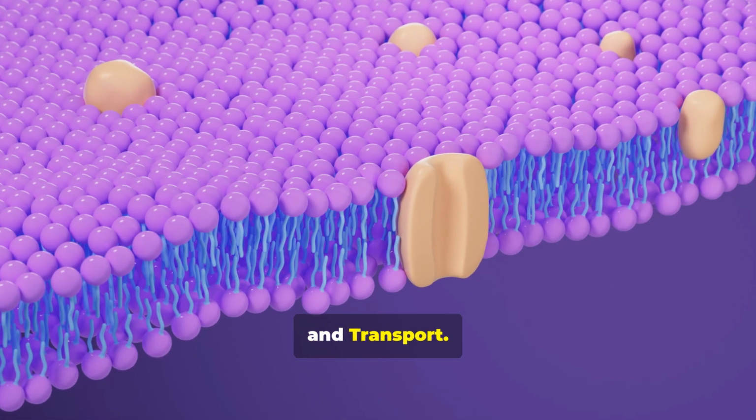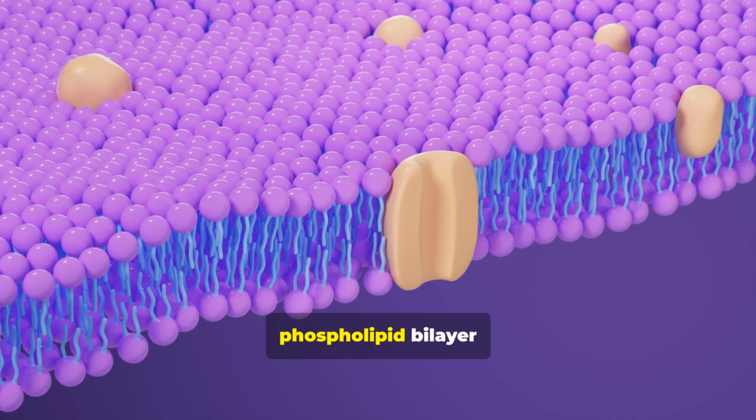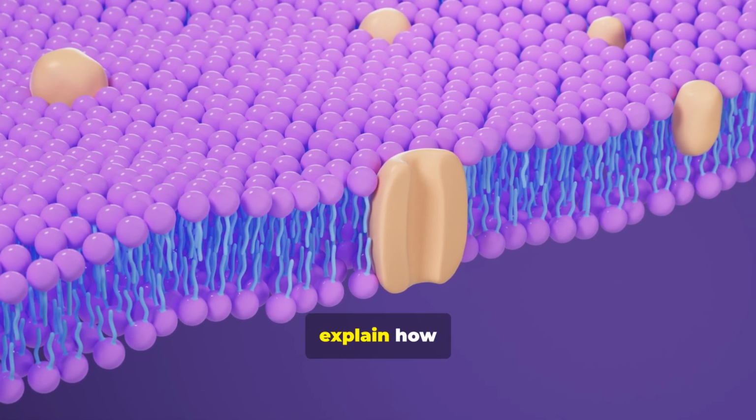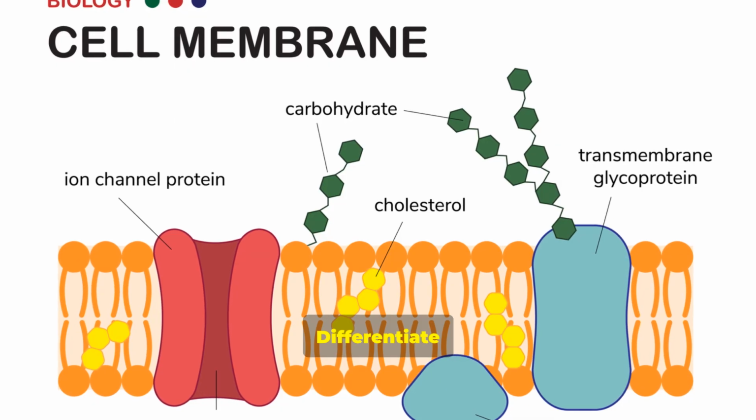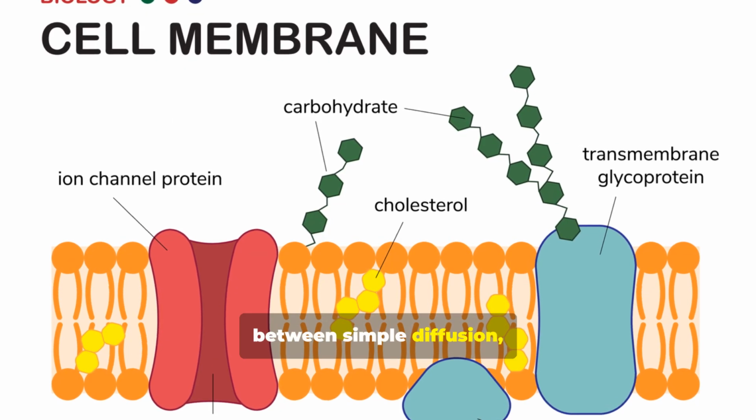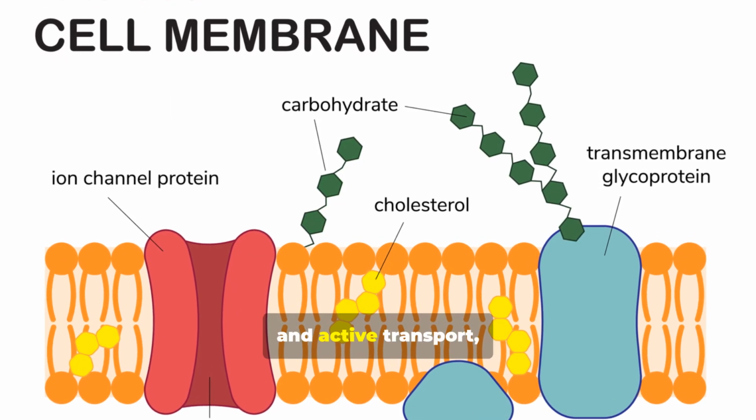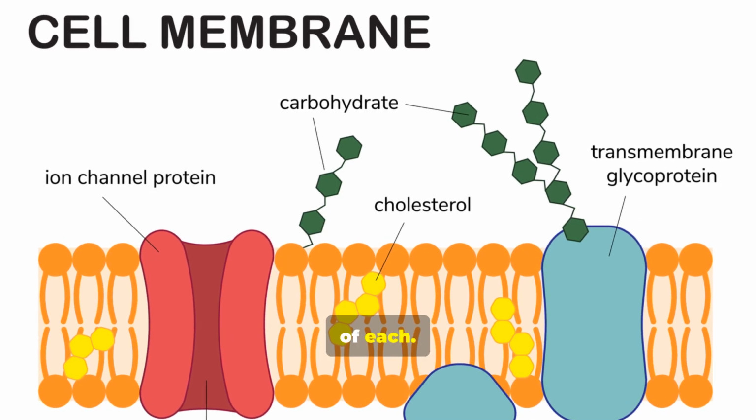Membrane structure and transport. 9. Describe the phospholipid bilayer structure and explain how amphipathic properties influence membrane formation. 10. Differentiate between simple diffusion, facilitated diffusion, and active transport, and give examples of each.